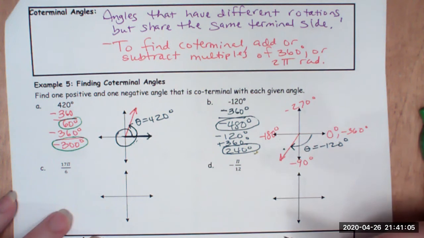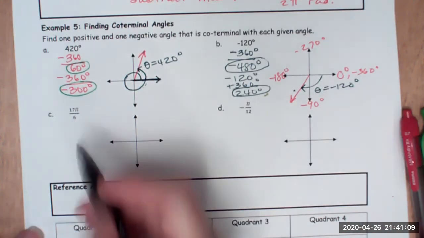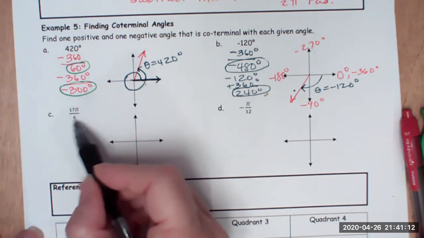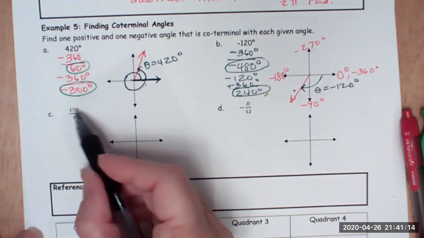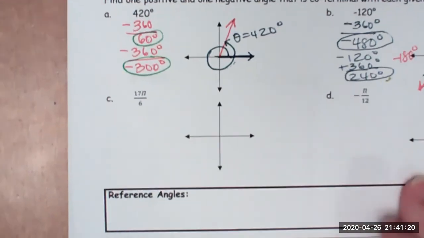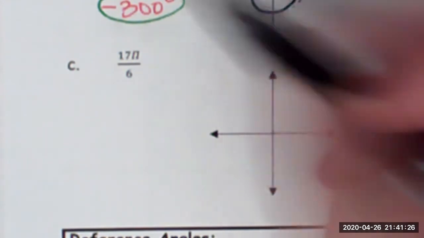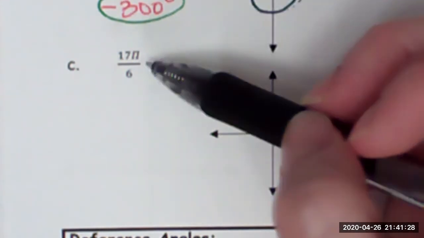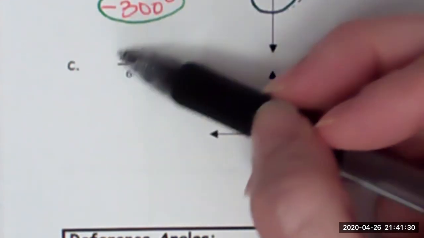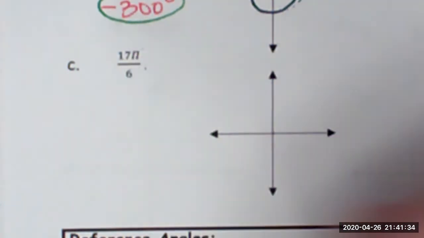Now, when you're dealing with trying to find coterminal angles in radians, you need to add and subtract 2 pi. And so I'm going to zoom in on this a little so we can see it a little better. You end up having to add and subtract fractions, okay? Now, some people don't like doing that, and they prefer to change this angle in radians to degrees and then add and subtract 360.